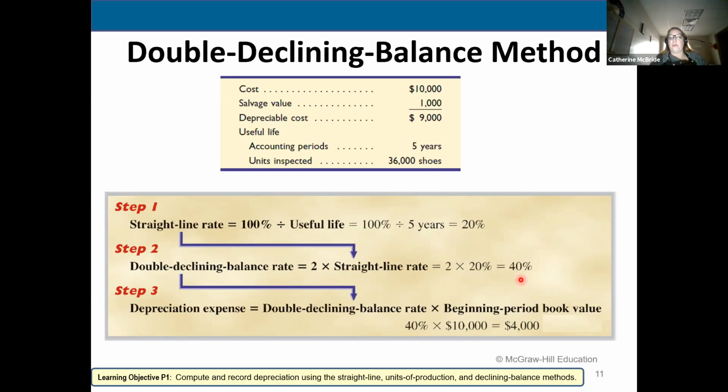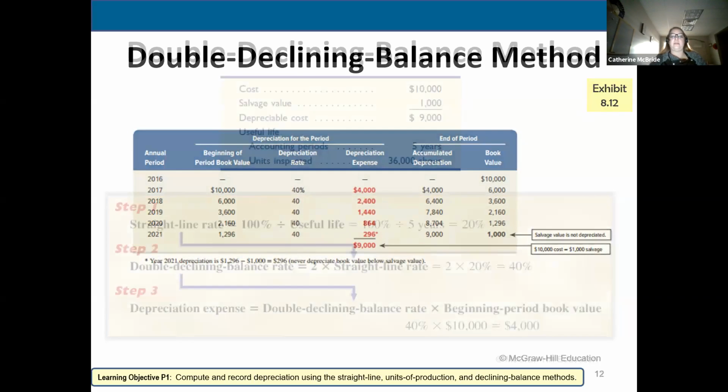Double that is 40%. The rate we are going to use is 40%. So first you have to be able to calculate the straight line rate, and then you have to be able to double it. There's a couple of questions on your test that are nothing more than that. So make sure you know how to get the rate for double declining balance.